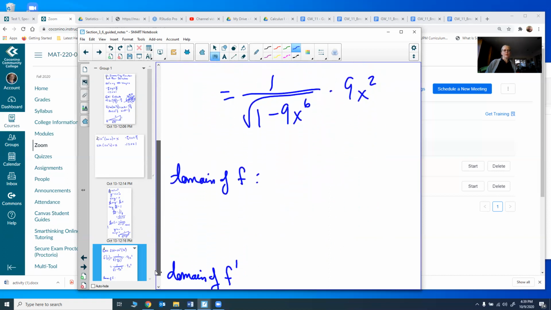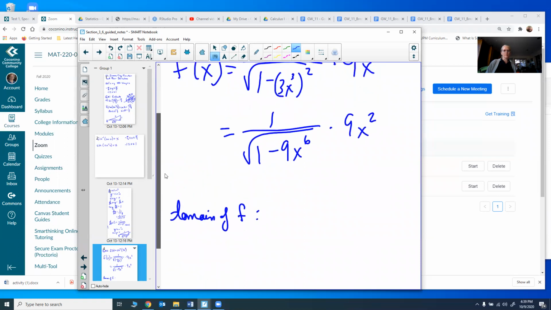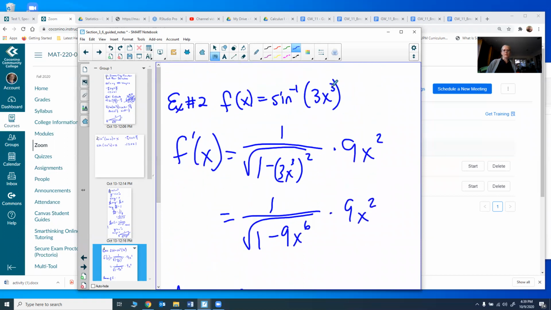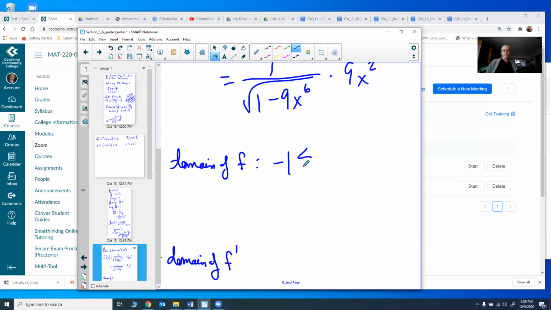The domain of this, well, now we have to come up with the domain of this. So remember, your denominator needs to be between -1 and 1. So the domain of f, we're looking first at the domain of f. So the domain of f is this 3x cubed has to be between -1 and 1, including -1 and 1. So -1 is less than or equal to 3x cubed is less than or equal to 1.